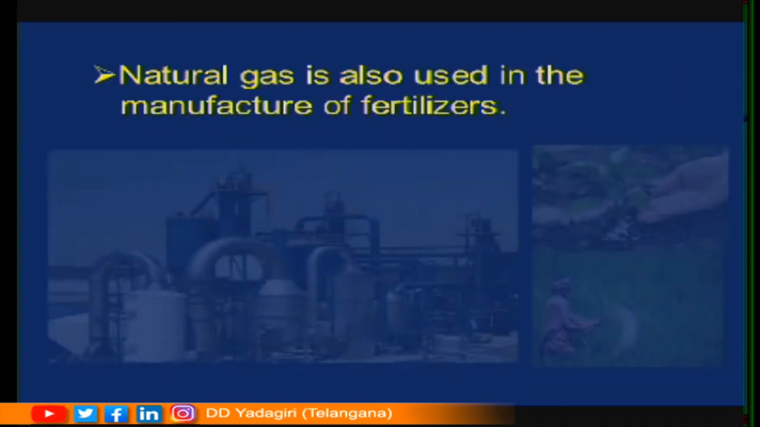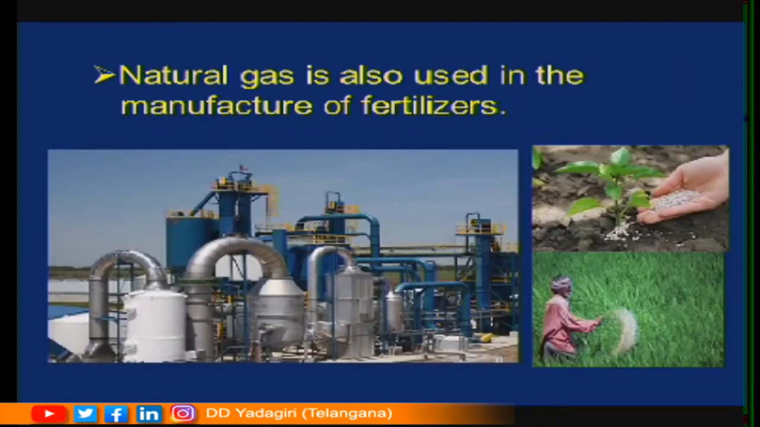Now, natural gas is also used in the manufacture of fertilizers. Now, you can see it is a fertilizer industry, where we are using these pipes you are seeing. Here we are supplying natural gas, and by that we are producing heat. With its help we are getting fertilizers, which we can use in fields.